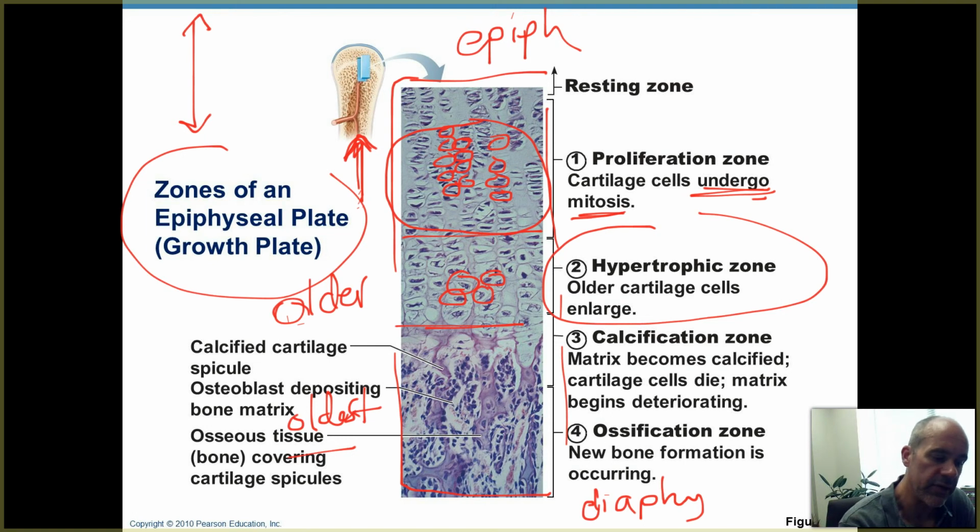Then those cartilage cells die. So down in here, the cartilage cells are dying. Those dead cartilage cells that were calcified, all of that tissue gets carved out. It deteriorates. And then down in here, the oldest growth plate tissues are being replaced with spongy bone. So you've got new bone formation occurring down at that level.